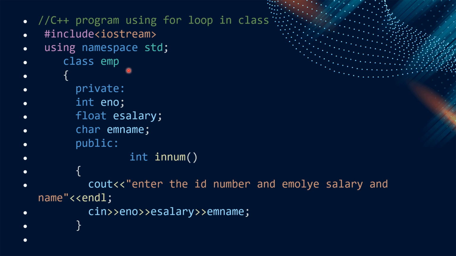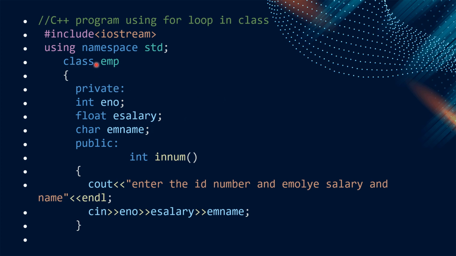Here the name of the class is emp. This is the code written using a for loop to print the employee number, salary, and name. You can decide how many times you want to print the employee number, salary, or name. I am taking 3 times that I want to print. Further we will look at the for loop conditions.